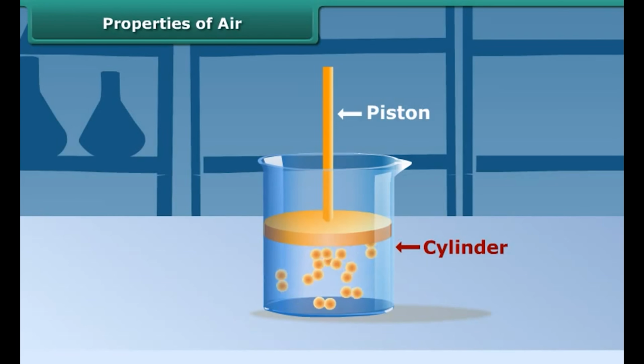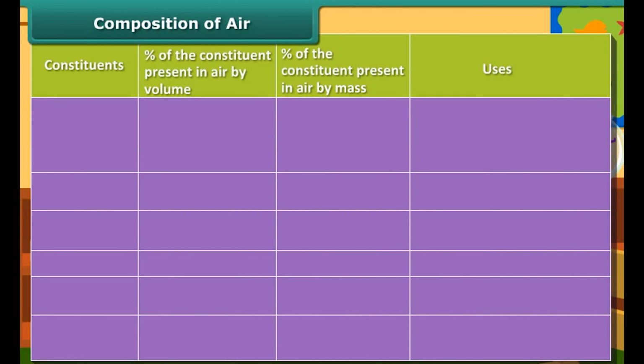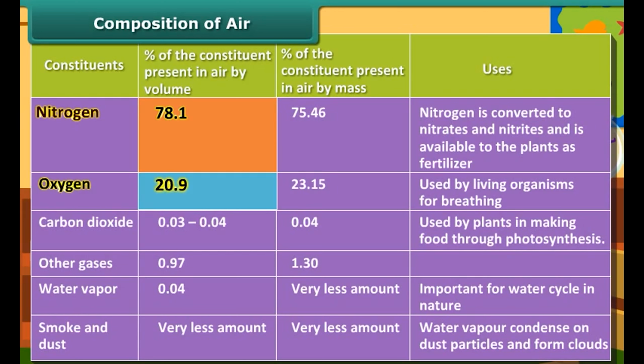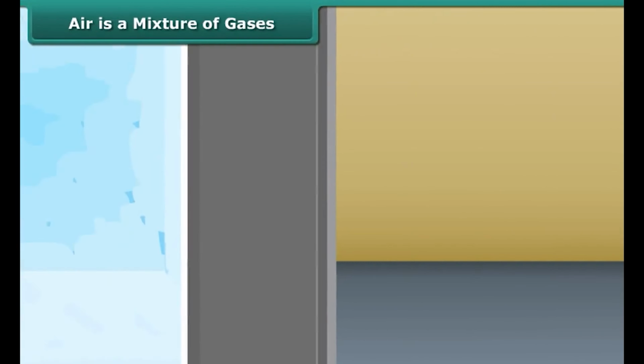Tick the incorrect statement. What is air made up of? Air contains nitrogen, oxygen, carbon dioxide, and other rare gases. You can see from this table that nitrogen has the largest share, then oxygen, then some rare gases, and finally carbon dioxide has the least. Water vapor, smoke, and dust are present in very small amounts. Do you see that air is a mixture of different gases?